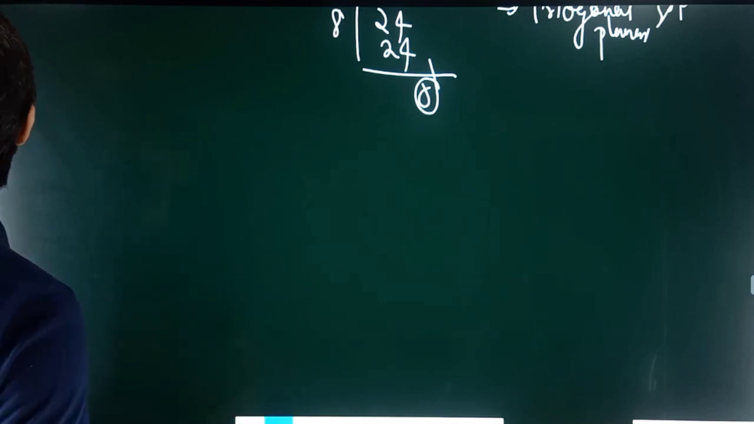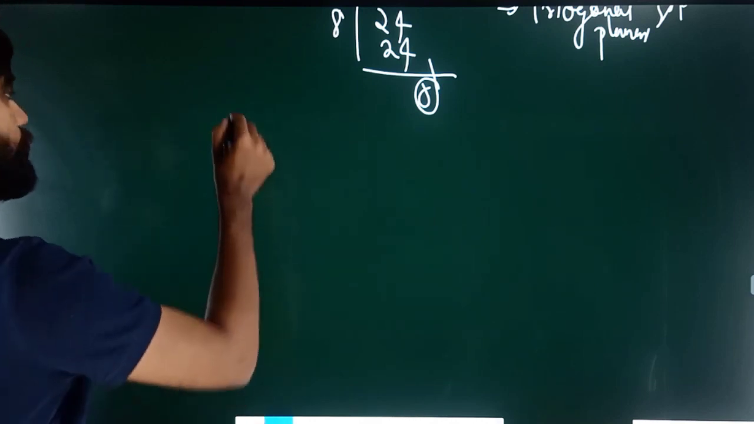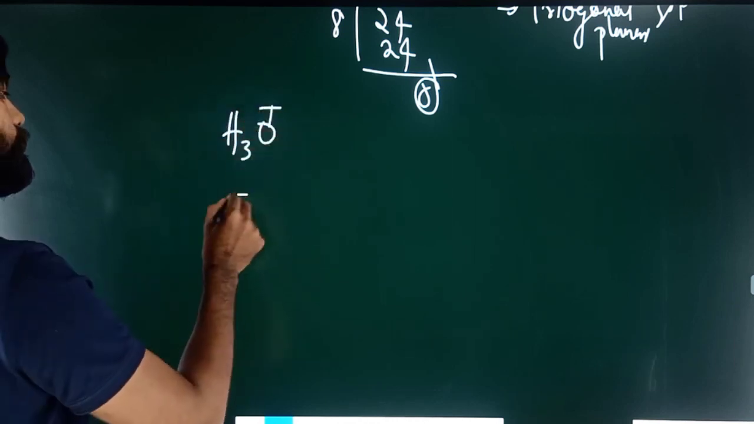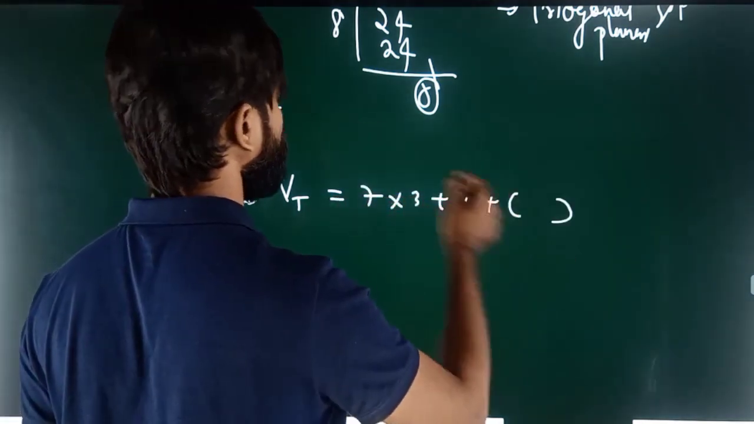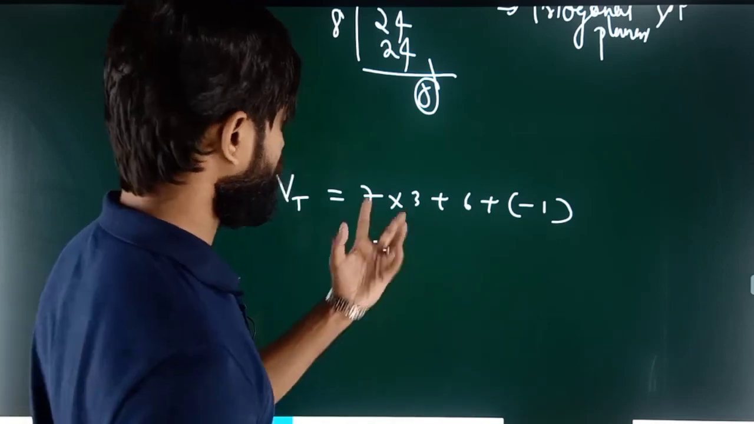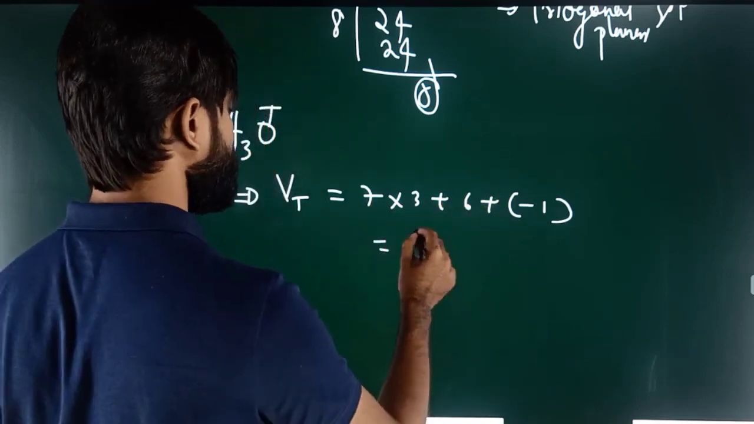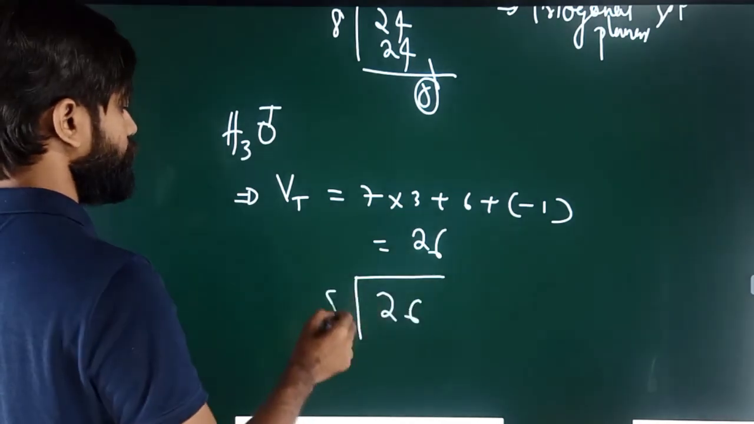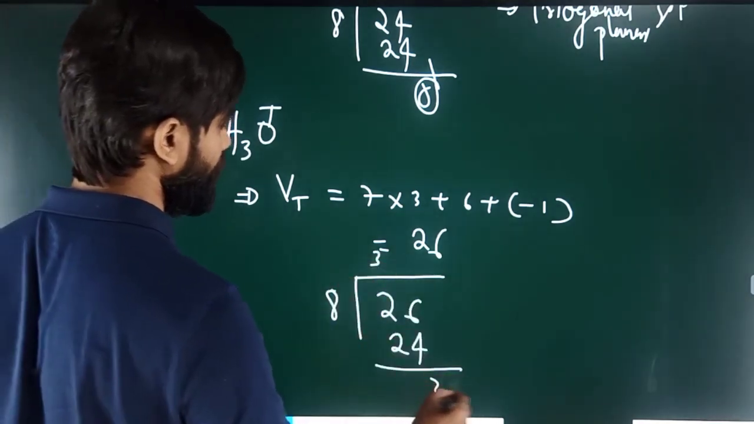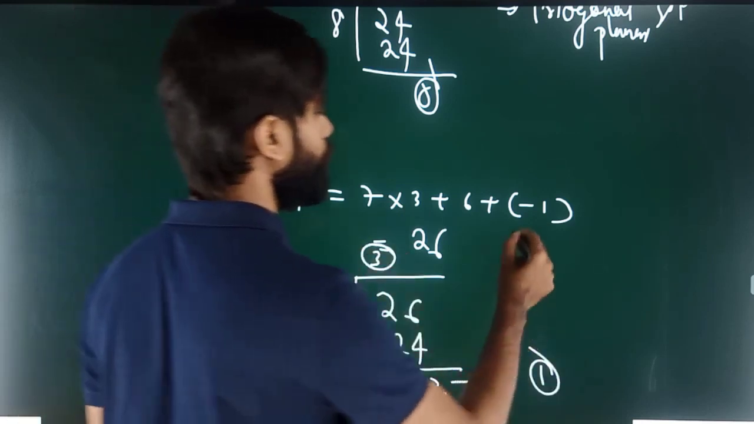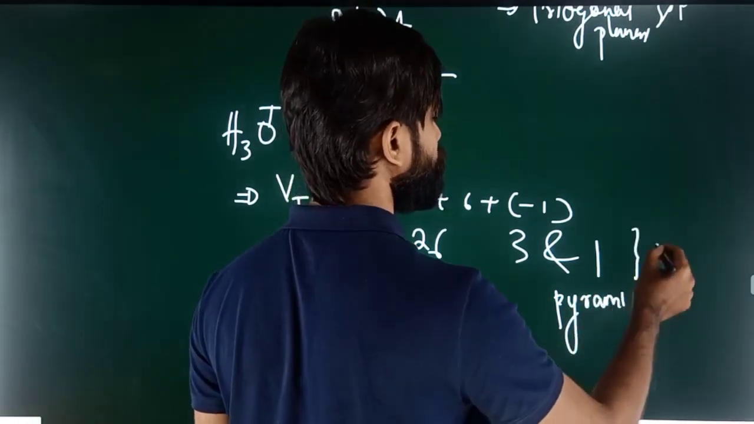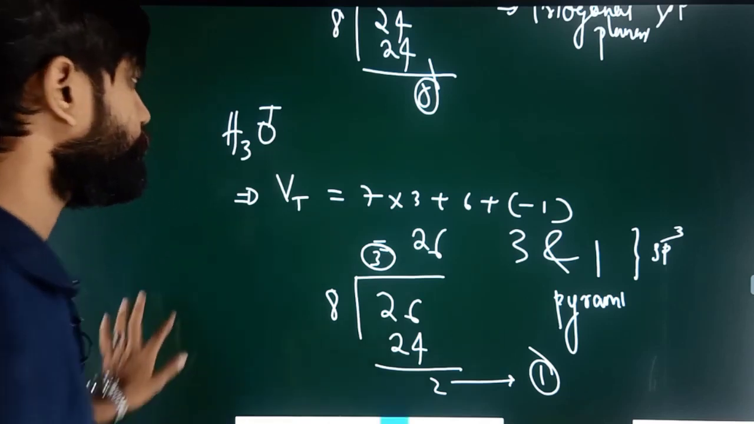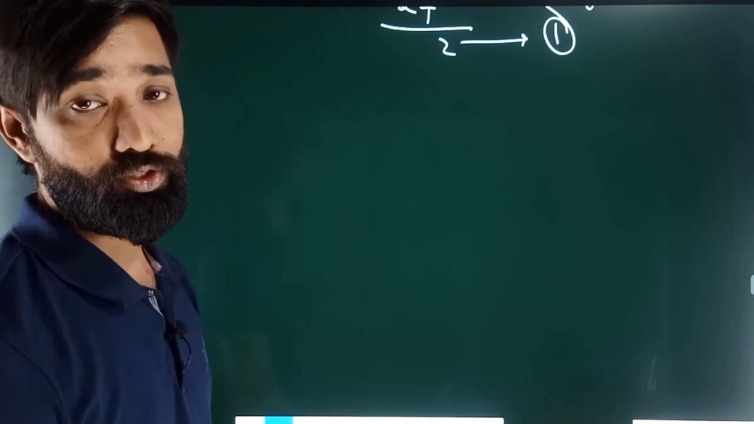Next is H3O plus. Total valence electron, hydrogen 1, 1 into 3 plus oxygen 6, plus 1 charge means minus 1 electron. So 21, 21 minus 1, 20, 20 plus 6, 26. And 26 divided by 8, 3, 24, remainder 2, which divided by 2 gives 1, so 3 and 1. The category is pyramidal shape, 3 plus 1, 4. So the hybridization is sp3. Ready? Okay. So this is a case.